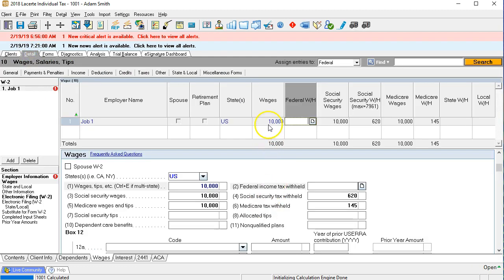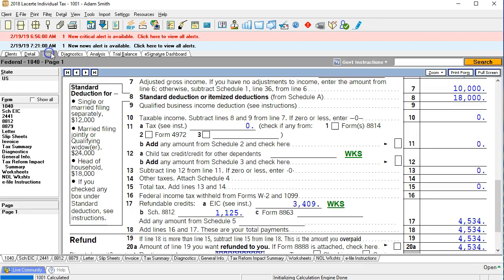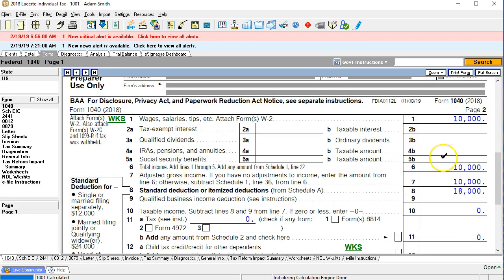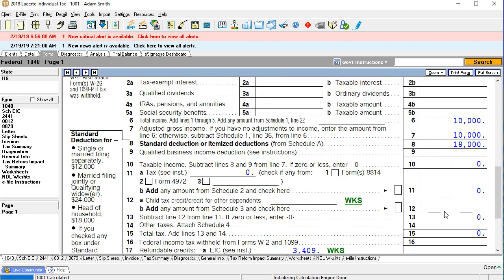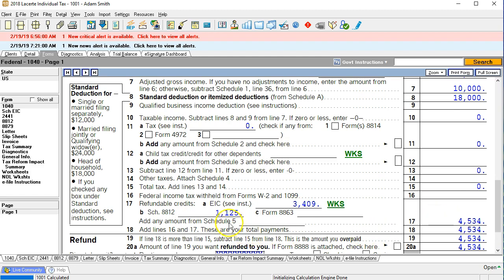We'll test some more scenarios later, but let's just say we brought it up to $10,000 for now. Say, all right, what if wages were $10,000? Notice that that is going to be less than the standard deduction, so there's no tax liability here. And although we have the child tax credit kind of down here in an earned income credit, we're not seeing the credit for the child and dependent care expenses.